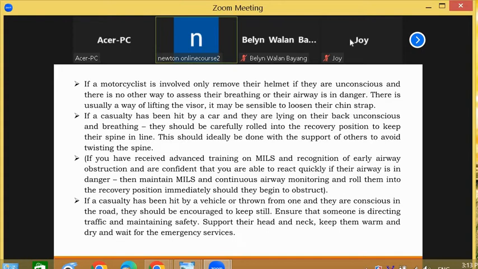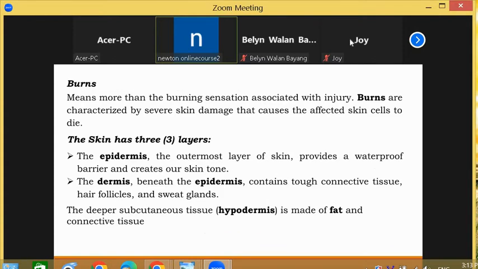So these are the things you have to notice for the emergencies. That means if you found any accident on the road. The next condition is burns.